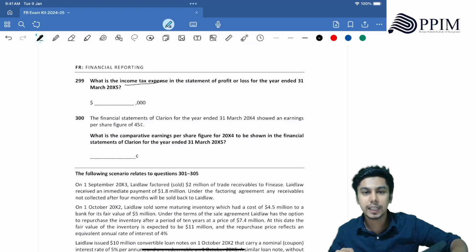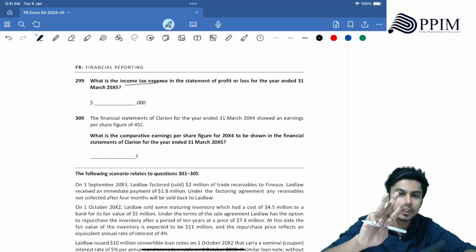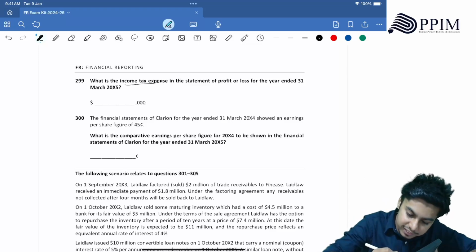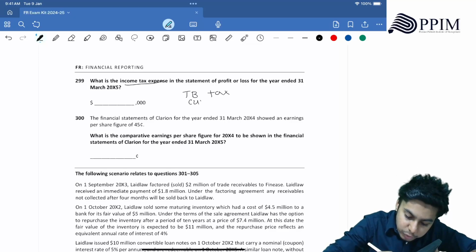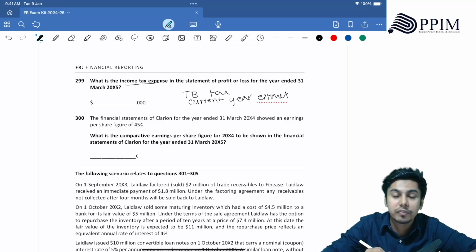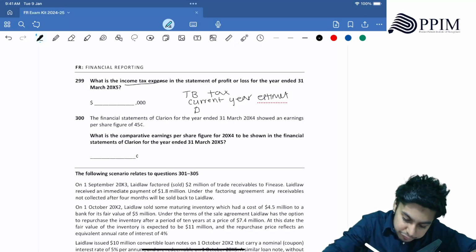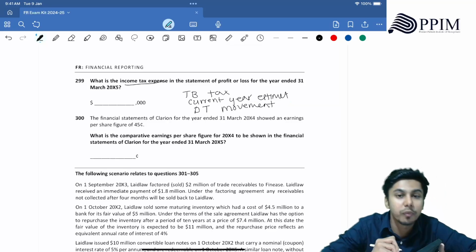Guys, listen, if it's income tax expense, you have to look for three things. What are the three things? First is TB tax, under provision, over provision. Then you have to add current year estimate. And then after that, guys, what should we do? Deferred tax movement. These are the three things that we want.